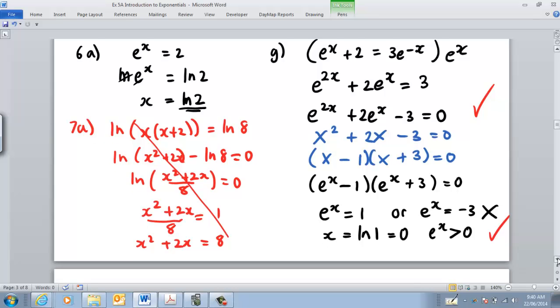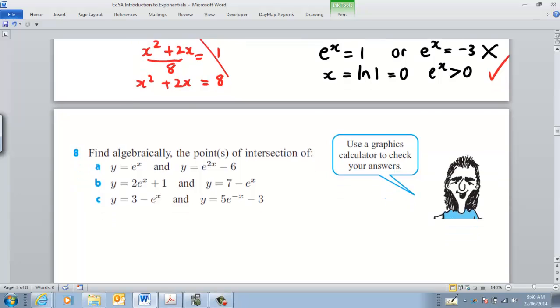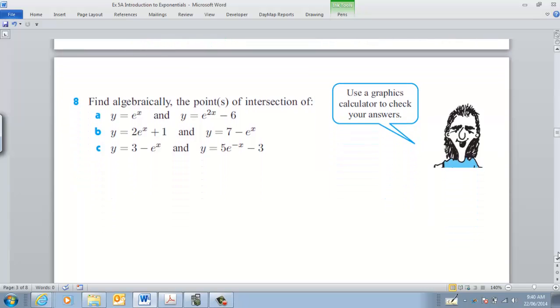When we start looking at the next skill that you need, we'll have a look at question 8. You're expected to find algebraically the points of intersection. The first thing you need to understand is you can put those two functions into your calculator, graph them and find the intersection point. That's one way of doing it, and the other way is to do it algebraically.